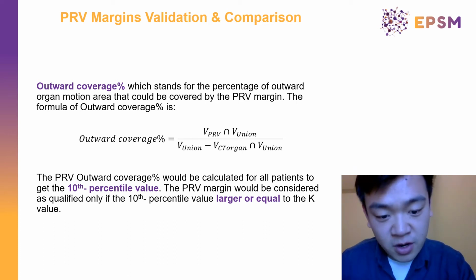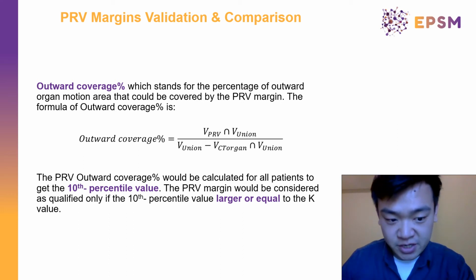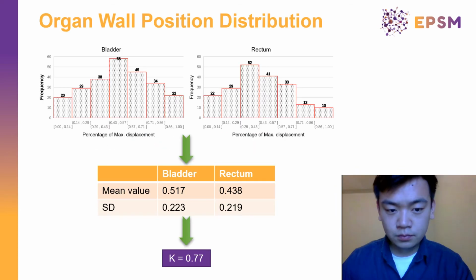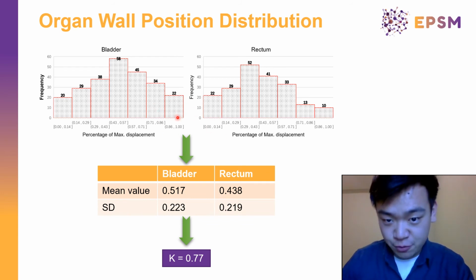The PRV outward coverage would be calculated for all patients to get the 10th percentile value for each of the PRV margins. The PRV margin would be considered qualified only if the 10th percentile value is larger than or equal to the K value. 2 histograms here show the result of the bladder and rectum wall position distribution. We assume both distributions are normal distributions, and then we calculate the mean value, which is approximately equal to 0.5 for both, and the standard deviation, approximately equal to 0.2. And next, we calculate the K value, which is 0.77.